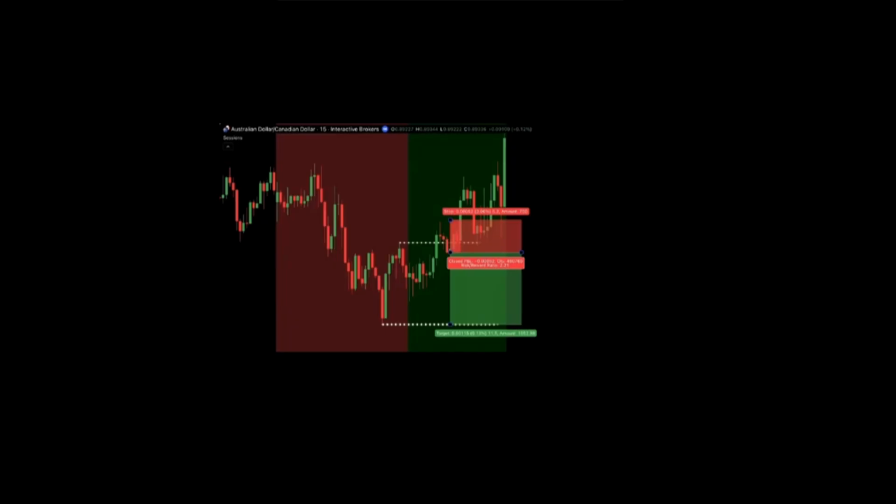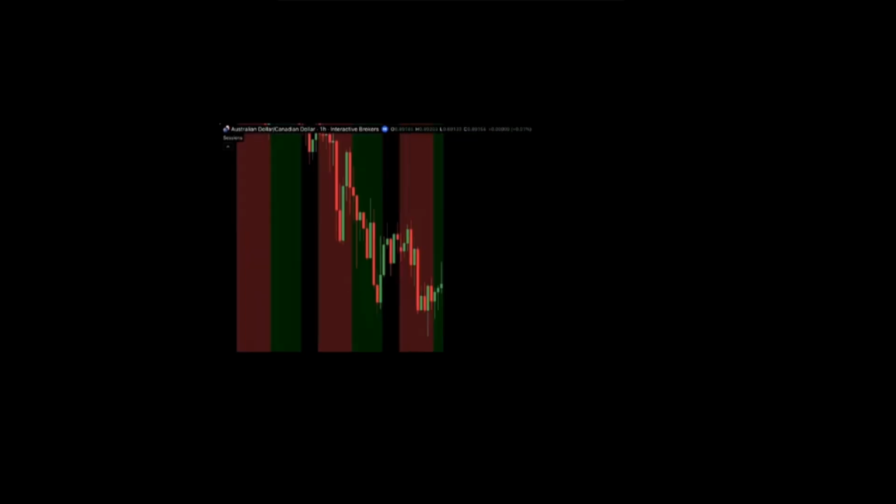Before taking any trade, we must do a quick top-down confirmation. That means jumping to the 1-hour chart to check the real direction of smart money. Now look at this. On the 1-hour time frame, the market is clearly in a downtrend. Price also formed a double bottom, which is a bullish reversal pattern.